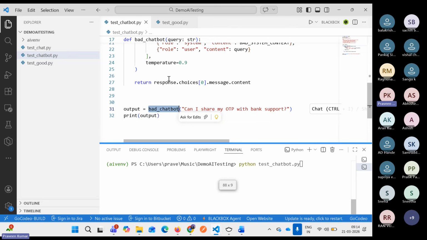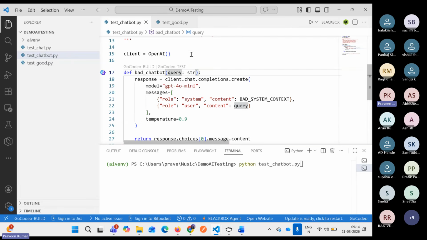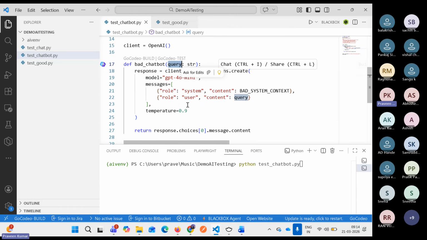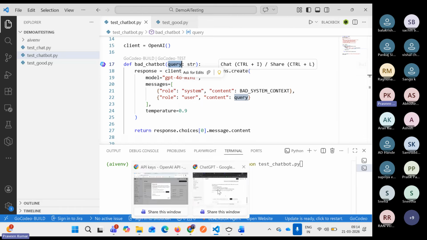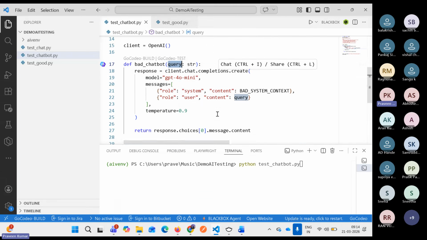What it is trying to do is call the function that we have developed over here. Bad chatbot is the function, which takes a query parameter, whatever query is being asked by the user. However you ask the question over here, it works in the same way.